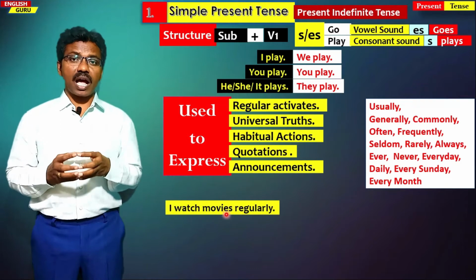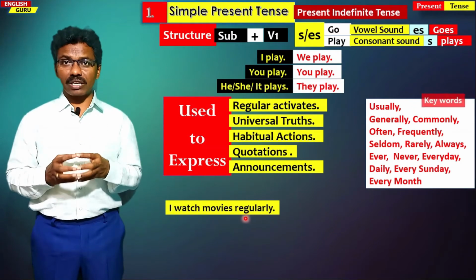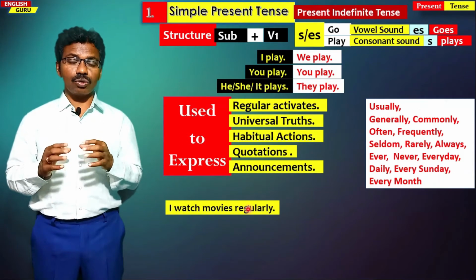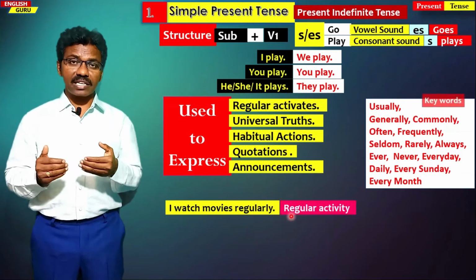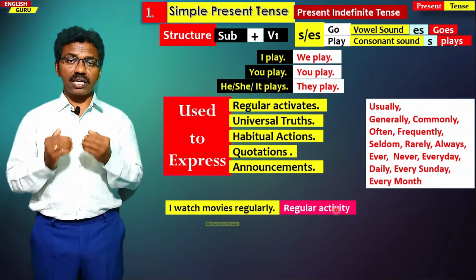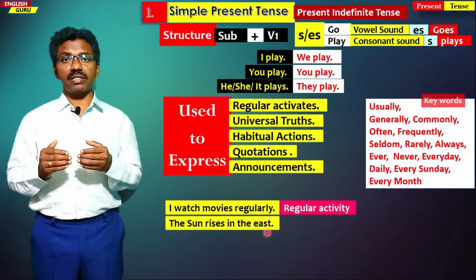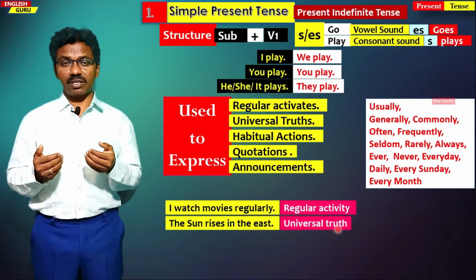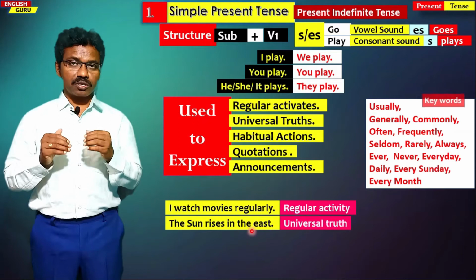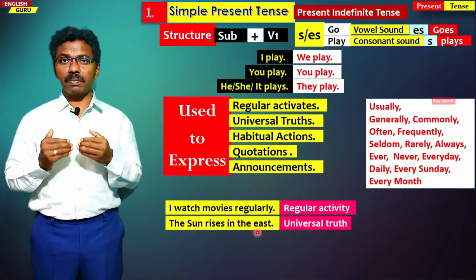The first one is I watch movies regularly. It is a regular activity, daily. So we do this activity regularly. It has to be in simple present tense only. In the second sentence, the sun rises in the east. It's a fact. It's a universal truth. We cannot change. So universal truths also should be in simple present tense.